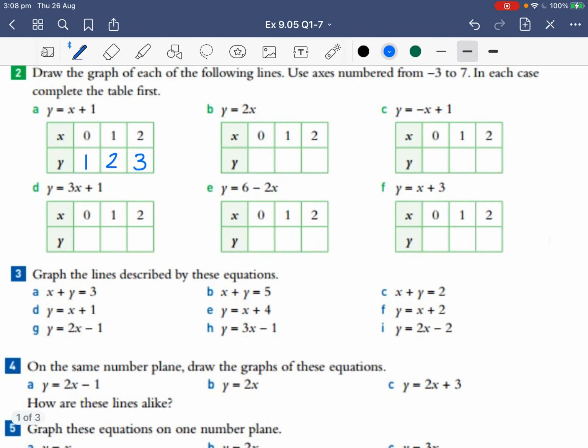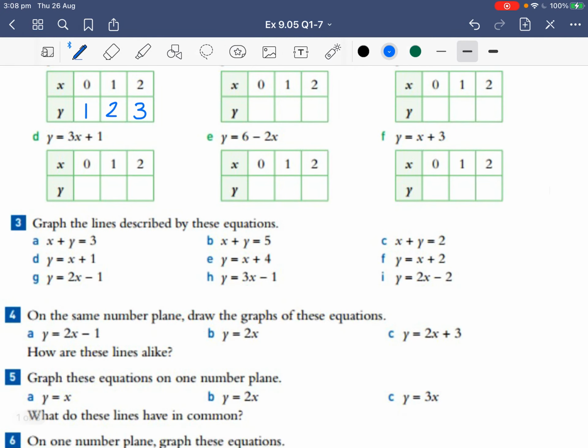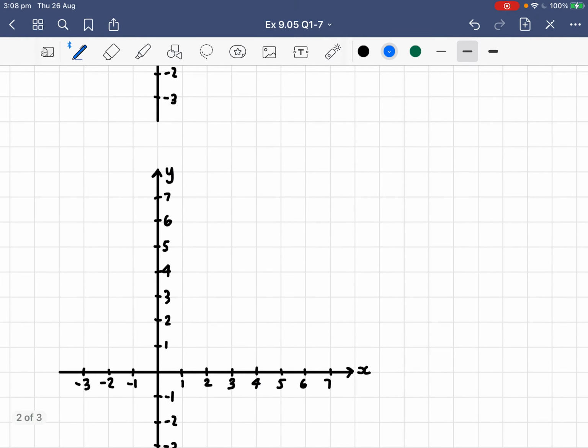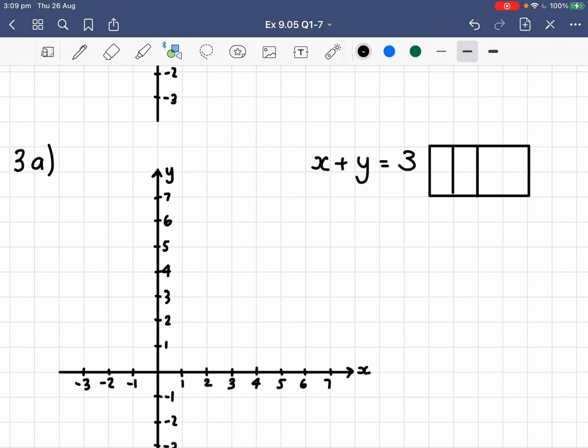For question 3, we have some equations that are a little bit different. So the first one, and we don't have a table done up for us. So we're going to graph the line described by these equations. Now the first one is x plus y equals 3. I'm going to scroll down here, and so for 3a, we had x plus y equals 3. Now I'm going to draw up a table of values box myself, and I'm just going to use those same x values that we had in the previous question of 0, 1, and 2, and I'm going to substitute them in to my equation to get my y value.